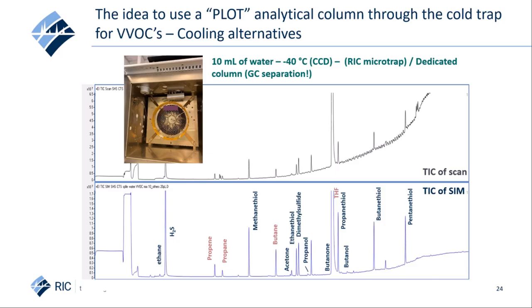From the previous research experiment, the idea came to apply a PLOT column, both as trapping capillary and analytical column, used to separate some very volatile compounds. Exactly the same methodology as shown in the previous slides can be applied here, and here using only -40 degrees delivered by a cryostat device. We could trap and separate nicely some very volatile compounds such as propene, methanethiol and dimethyl sulfide.